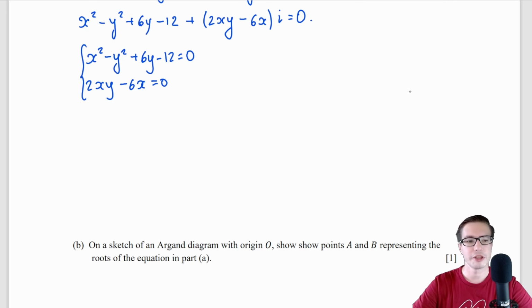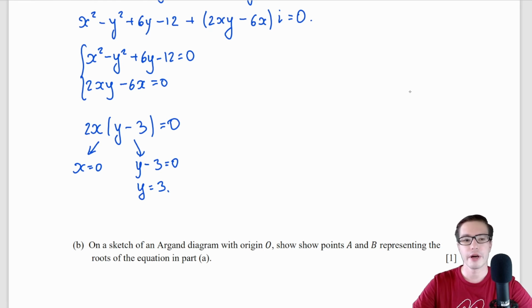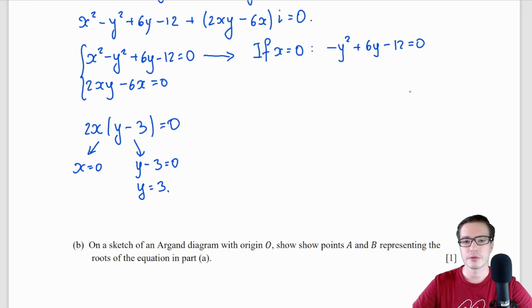This second equation looks much easier because I can factorize it, and that's exactly what I'm going to do. And that splits into x equals 0, or y minus 3 equals 0, so y equals 3. And now let's go back into the first equation, and if x equals 0, basically substitute 0 in there, we'll get minus y squared plus 6y minus 12 equals 0. I just want to multiply by minus 1.